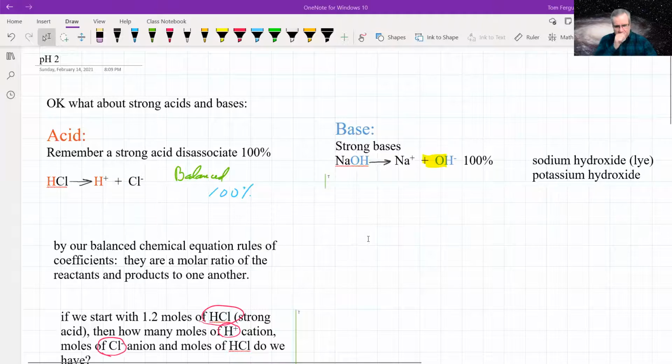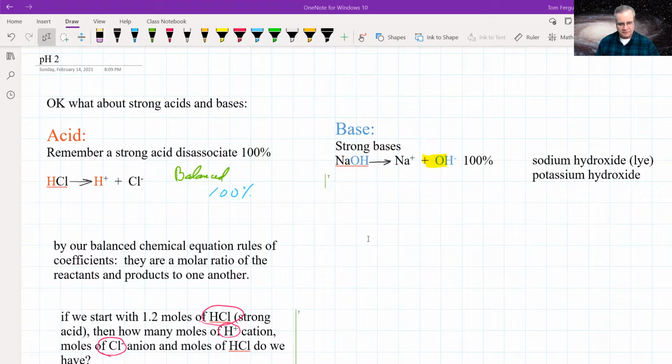Okay, what I'd like to do is finish up the last lecture of the class. That's on pH and pOH, acids and bases. Now, remembering from last time, we have strong and weak acids, strong and weak bases.